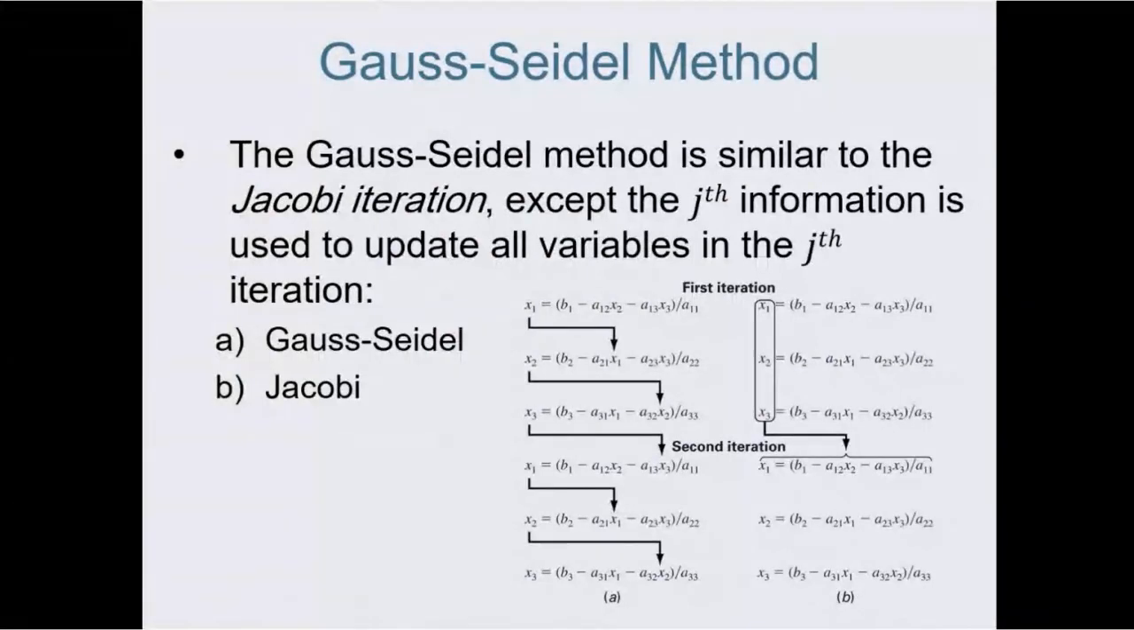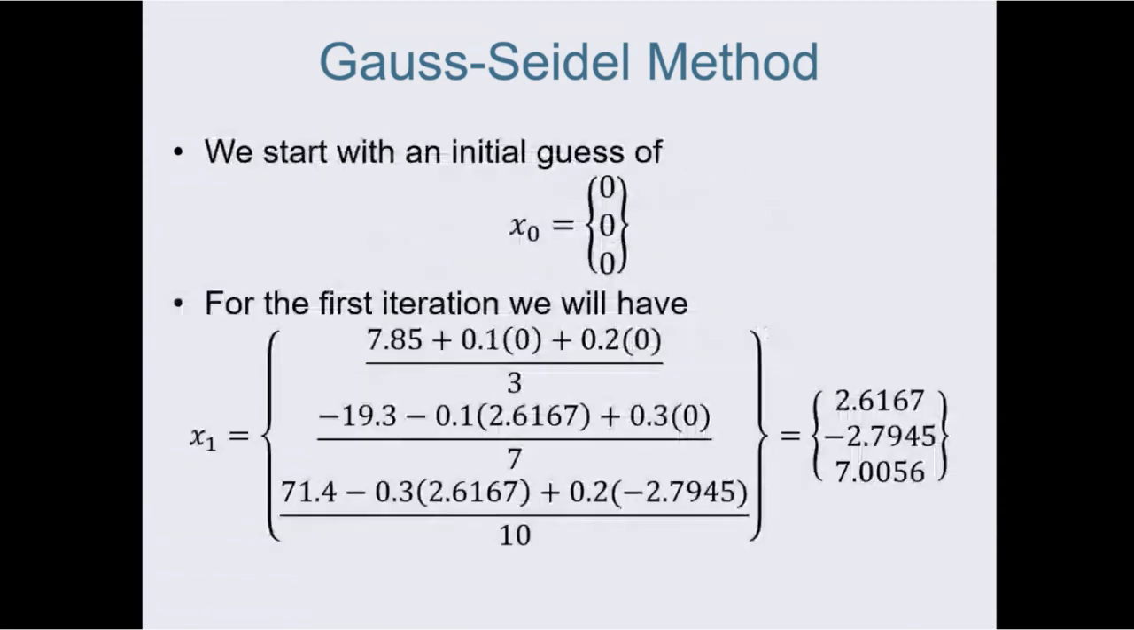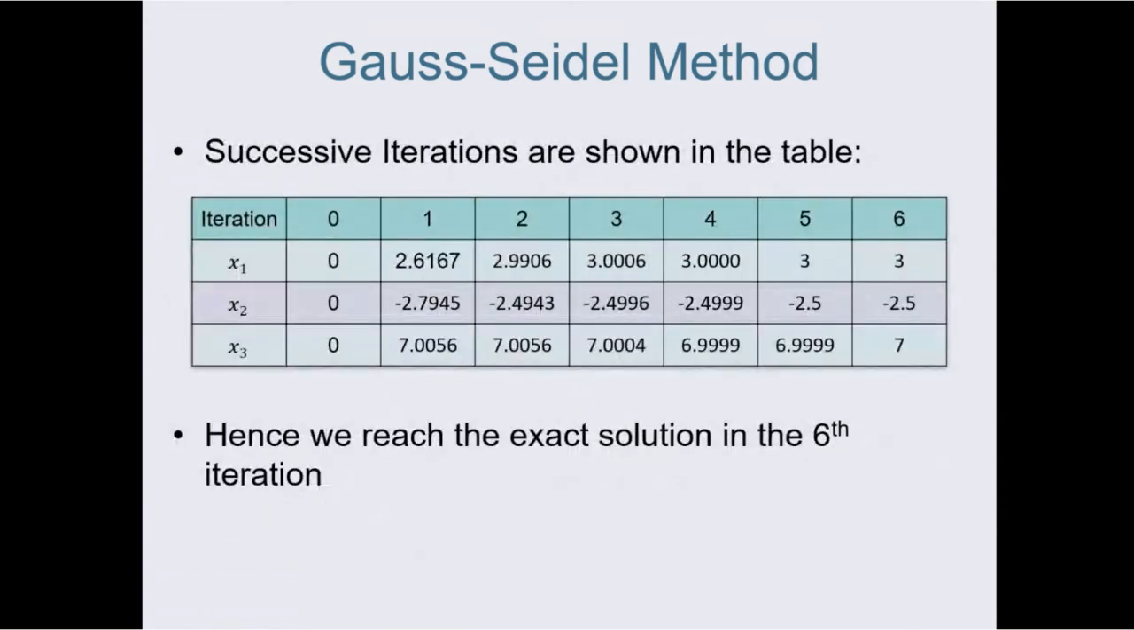So that's just the difference between the Gauss-Seidel and the Jacobi iteration. In the Gauss-Seidel, we use new values. In the Jacobi, we keep using the old values. Gauss-Seidel new values. Jacobi old values. I have already showed you how to do this one in the Excel.